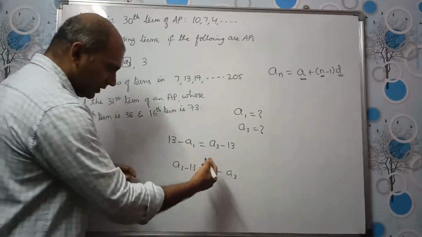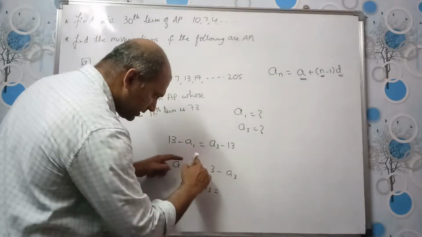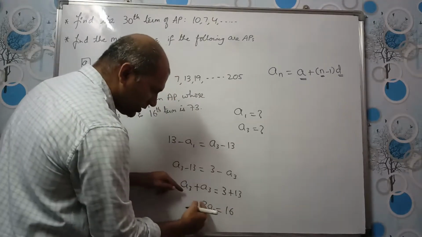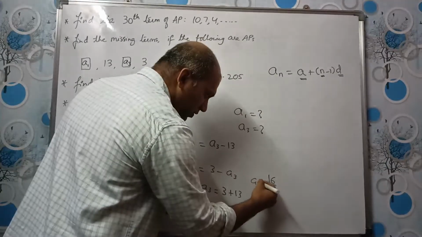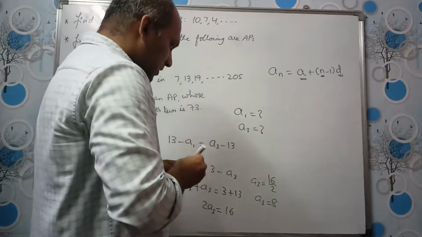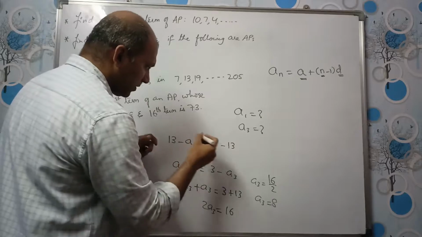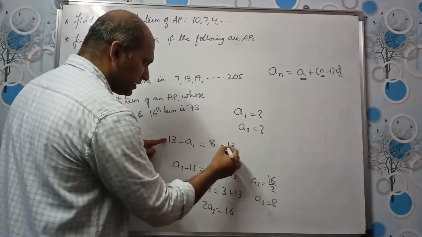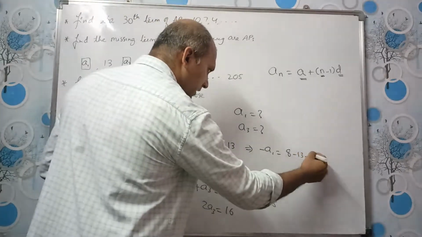Okay, so let us do that. Send A3 this side, so this will be A3 plus A3, send 13 on the other side, 3 plus 13. So this is 16, this is A3 plus A3 is 2A3, 2 goes on the other side, it will divide, right? So A3 is equal to how much? It is equal to 8. Okay, so A3 is equal to 8, substitute A3 is equal to 8 here, we'll get the value of A1. Send 13 on the other side, so we are simplifying this, minus A1, 8 minus 13.